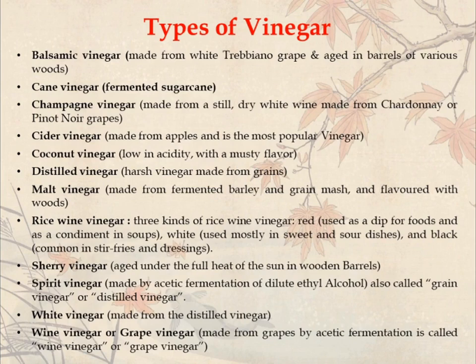Since we have already discussed that we use different raw materials for the production of vinegars, on the basis of different raw materials, these are the various categories or types of vinegars. That is balsamic vinegar, cane vinegar, as you can say it is derived from sugar cane. Then there is champagne vinegar, cider from apple, coconut vinegar, it has very low acidity.